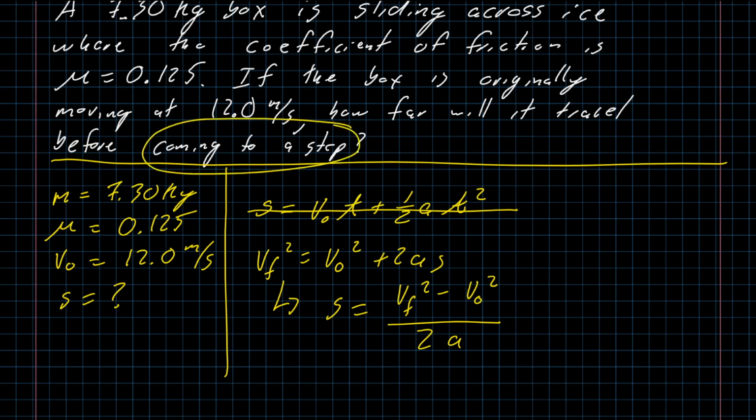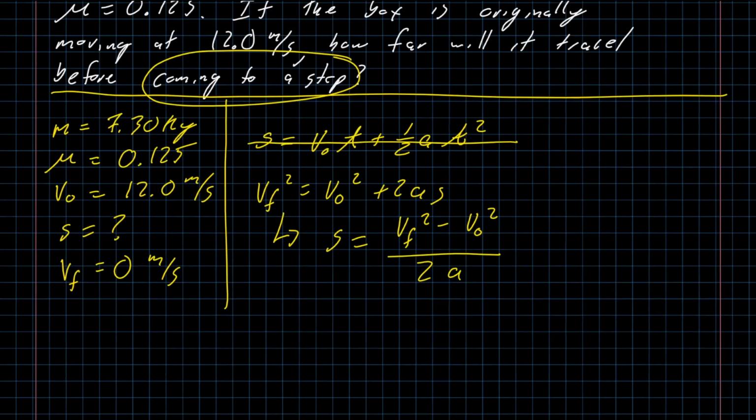The problem asks us how long is it going to take before the box comes to a stop, or how far will it go before the box comes to a stop. Coming to a stop means that the final velocity is going to be 0. So that's something we have. But we also need to know what A is. And we do not have A from what we've written down so far.